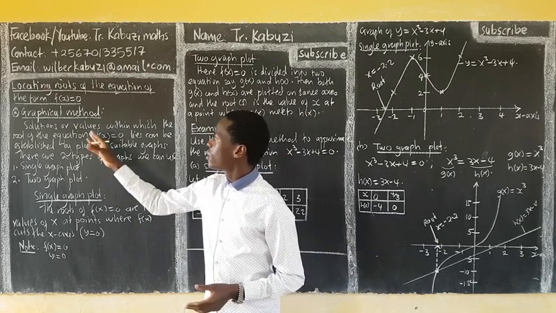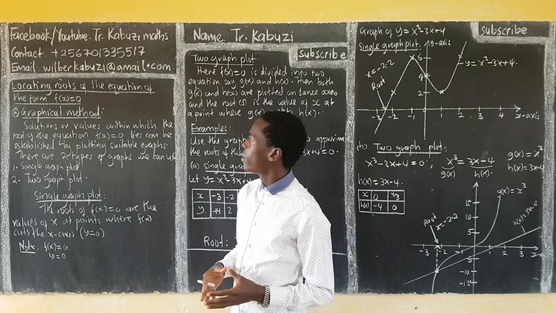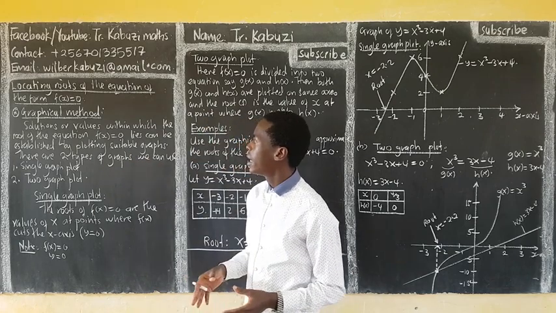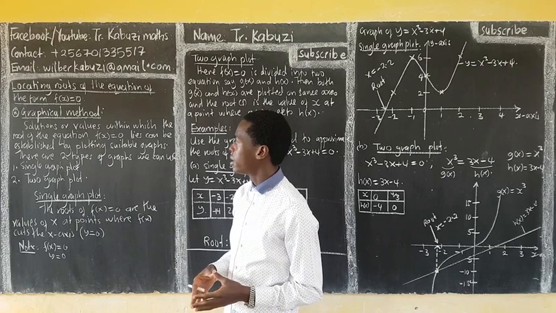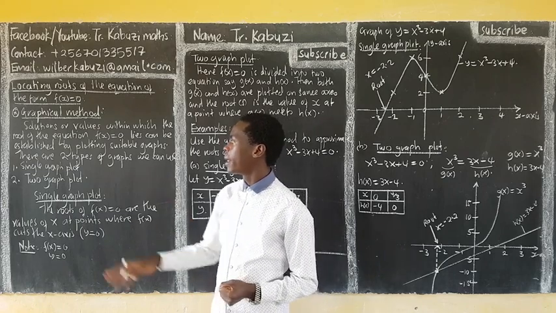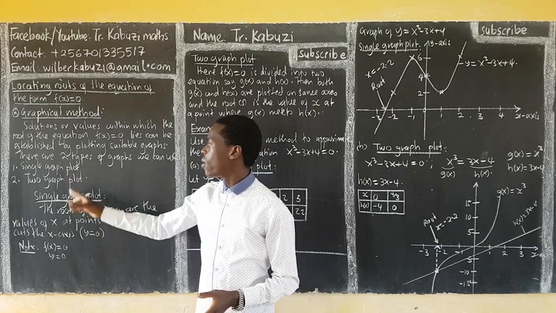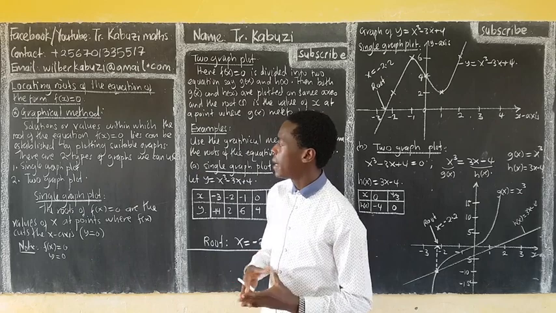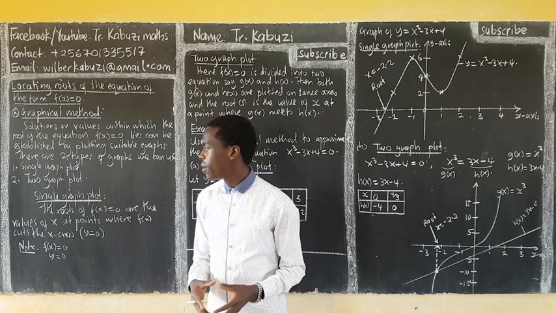So the values within which the roots of the equation f of x can be established by plotting suitable graphs. There are two types of graphs we can use here, the single graph plot or the two graph plots. We are going to see what it means. Let us start with the single graph plot.